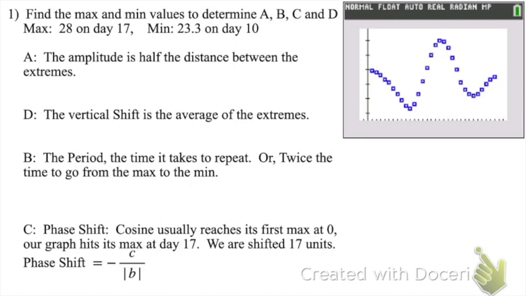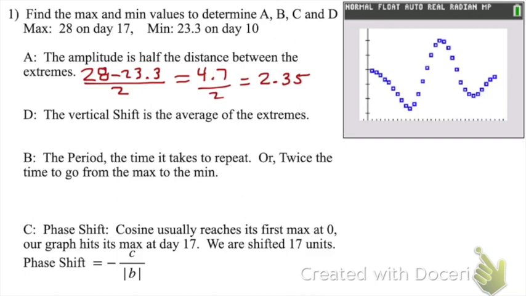When you look at the table on the previous page, the max is 28 on day 17, and the min is 23.3 on day 10. We can use this to find our amplitude, because the amplitude is half the distance between the extremes. If we take 28 minus 23.3, and take half of that, you get 4.7. We divide that by 2, and we get that our A is 2.35. That is my amplitude, 2.35.